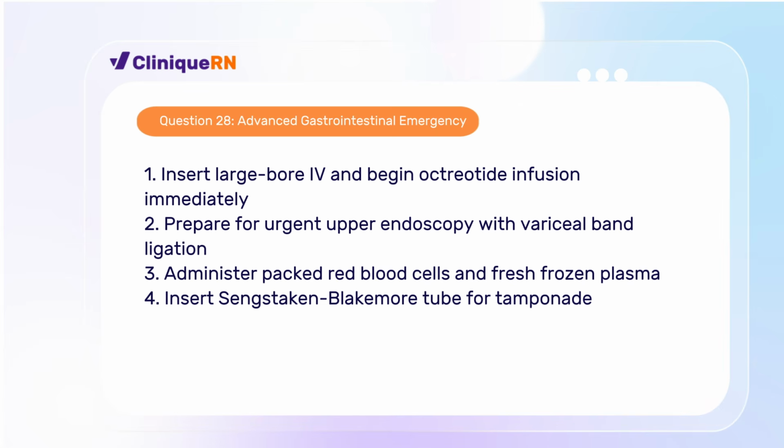1. Insert a large bore IV and begin octreotide infusion immediately. 2. Prepare for urgent upper endoscopy with variceal band ligation. 3. Administer packed red blood cells and fresh frozen plasma. 4. Insert the Sengstaken-Blakemore tube for tamponade.